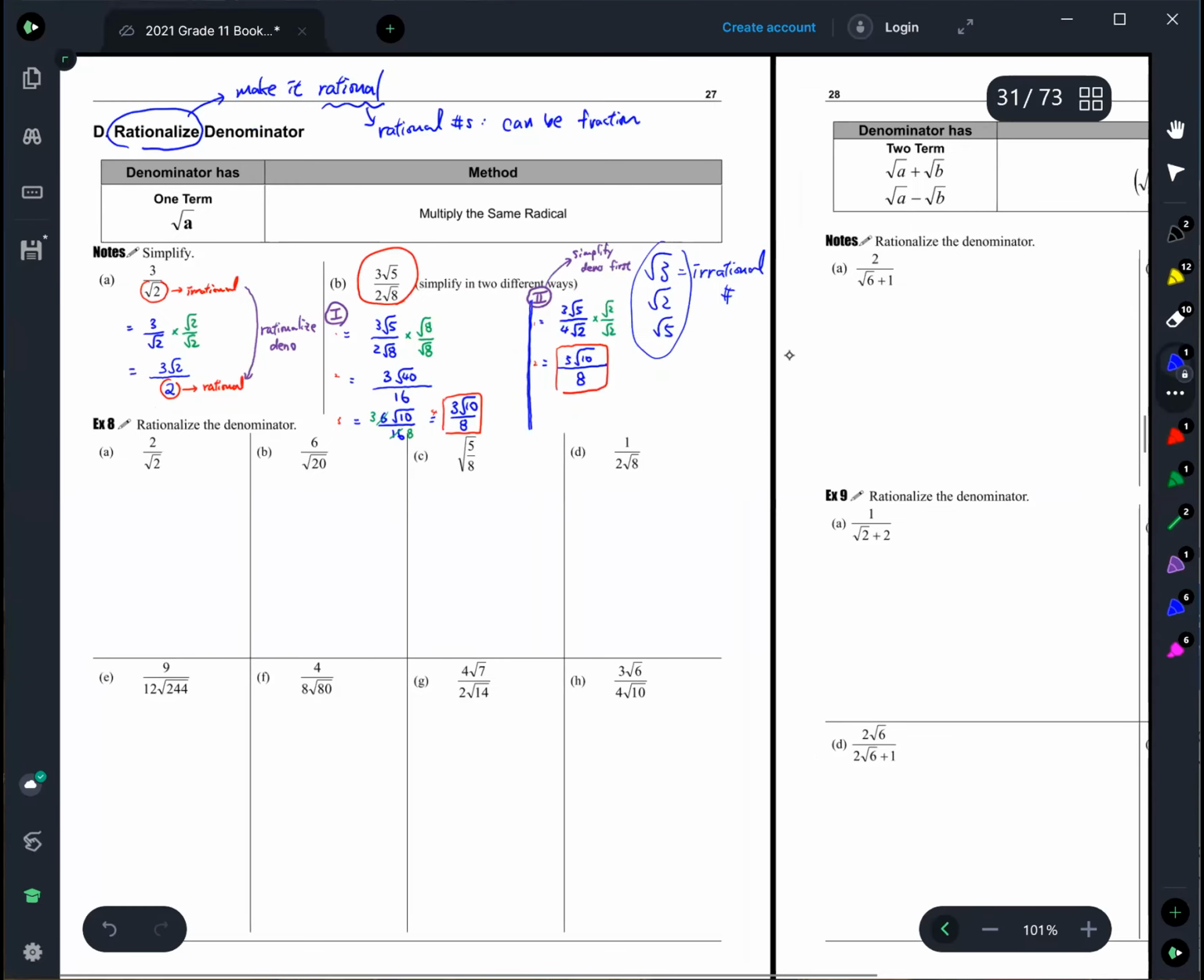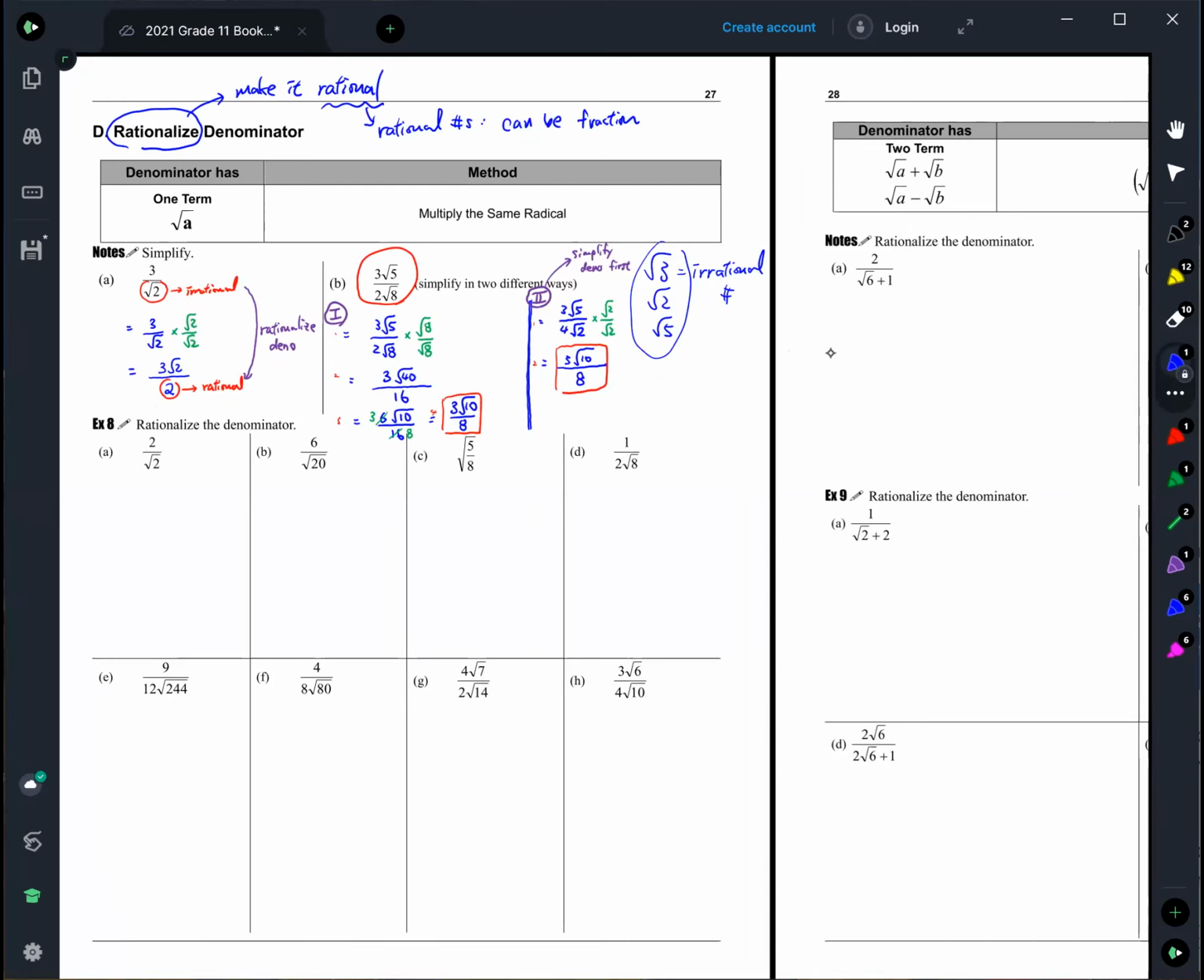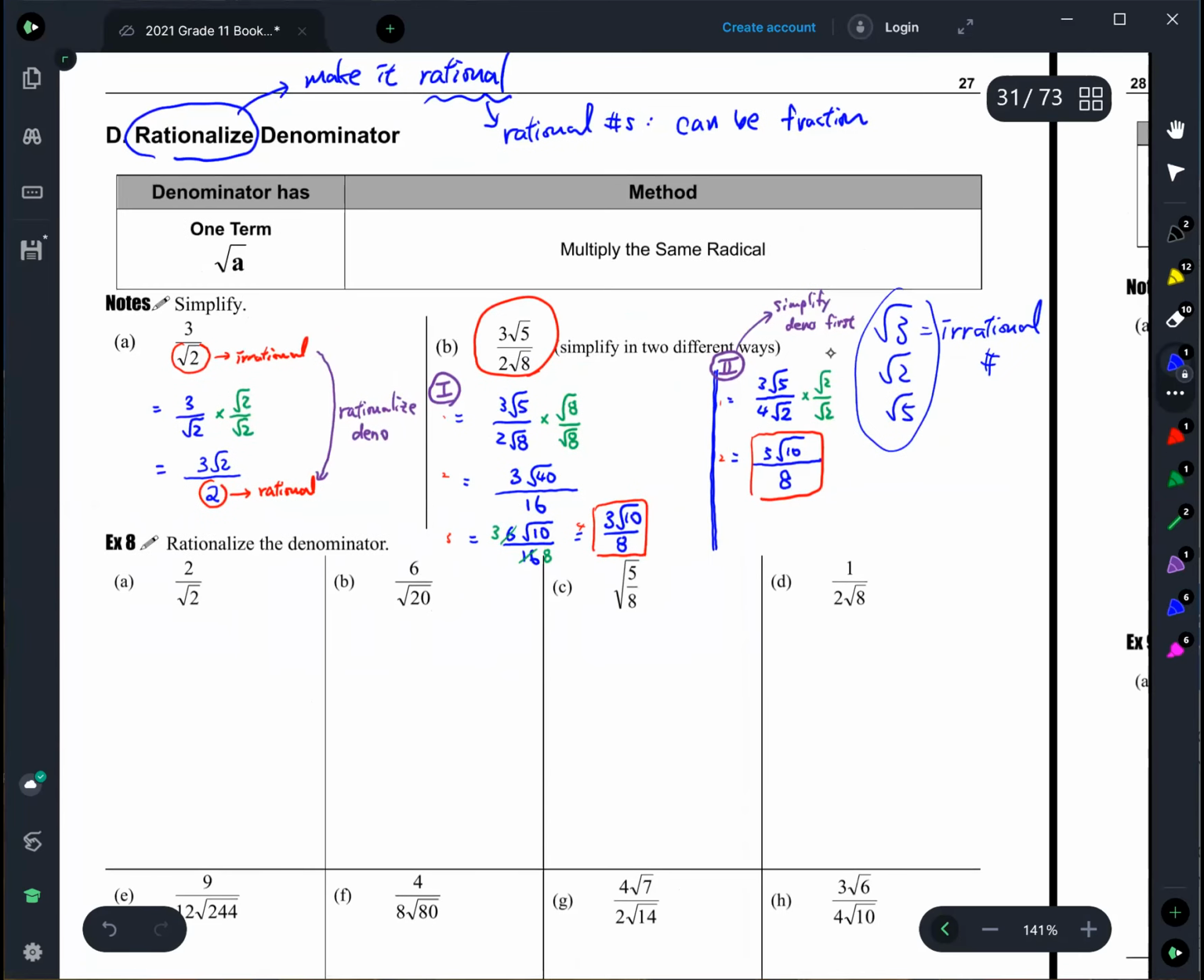All right, so today I hope to finish this chapter. Last time we stopped at rationalizing the denominator with one term, meaning at the bottom you only see one term, either one radical or one number. So what you need to do is just times top and bottom by the same radical that you see.